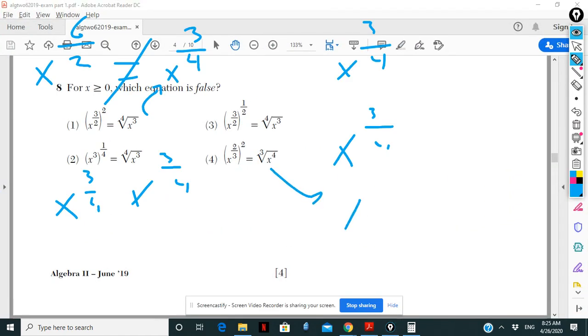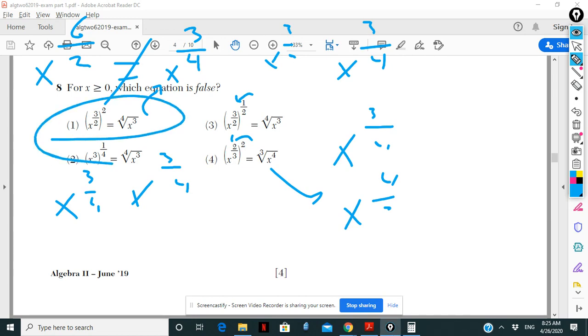Here, x to power 4 over 3. Exponent of exponent and multiplied. Here, x to power 3 over 4. So the only statement that is incorrect is number 1.